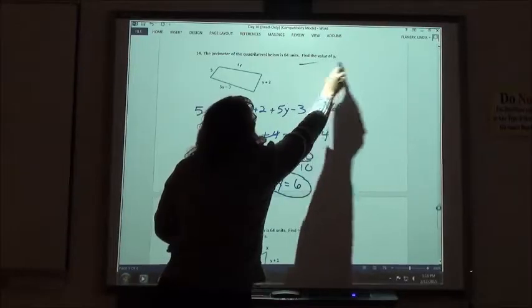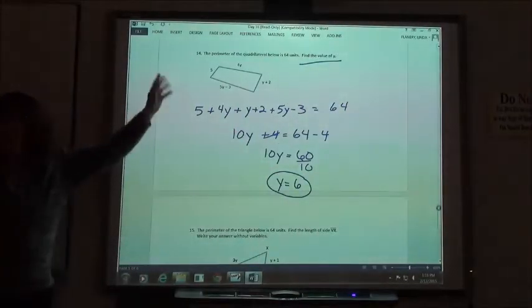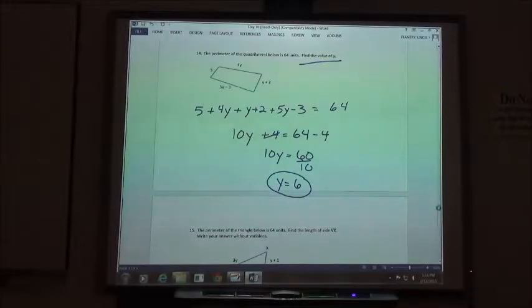Now this one does say find y. It didn't go back and say find side whatever. They don't even have their sides labeled. It just said find y. So we're done. We found y.